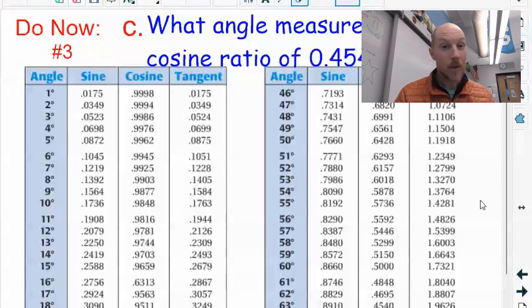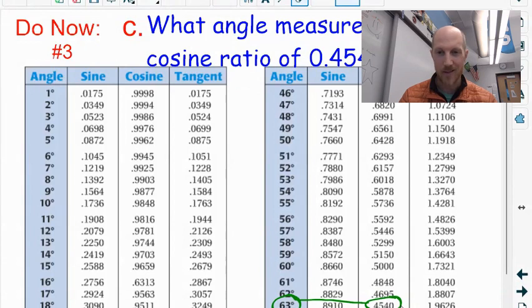All right, well, so this time we're given access to a trigonometry table and asked to find which angle would give a cosine ratio of 0.4540. So what we need to do is look down the cosine column until we can find that ratio of 0.4540 and find which is the angle that gave it to us. So 63 degrees in this case.